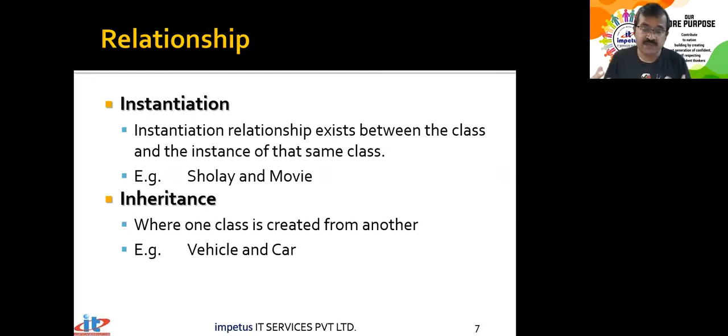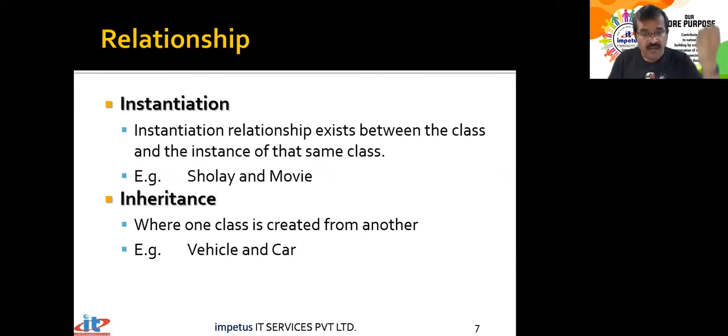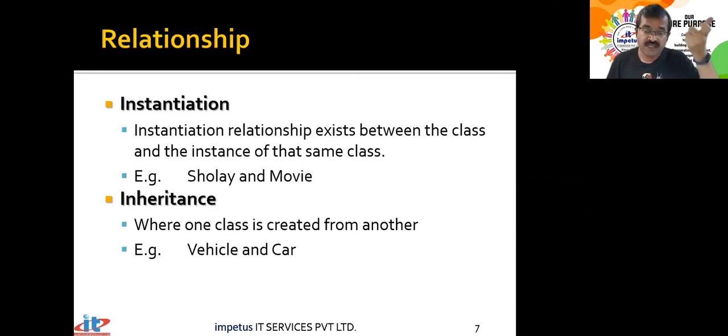So this car class has been created based off an existing class called vehicle. When you design a new class based on an existing class, where you inherit some properties from an existing class called vehicle, we say there is an inheritance relationship.